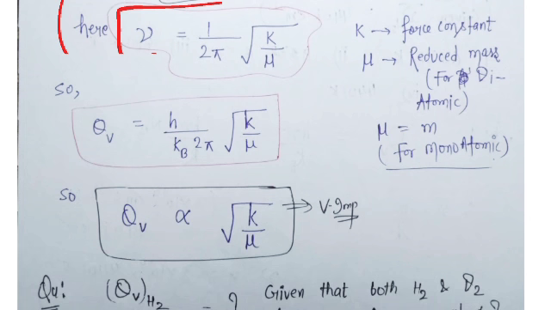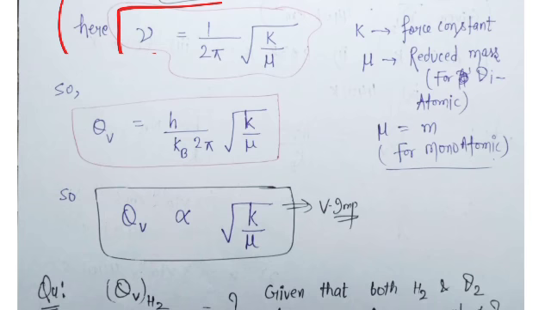K is the force constant, that is, for a molecule like HCl, how strong the HCl bond is defines the k. And mu is the reduced mass, whose formula is m1 m2 upon m1 plus m2. In case of HCl, m1 is the mass of hydrogen and m2 is the mass of chlorine. You determine the reduced mass in this way, and finally you reach the characteristic vibrational temperature.